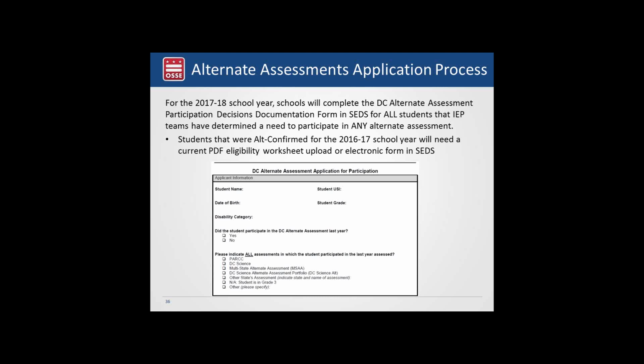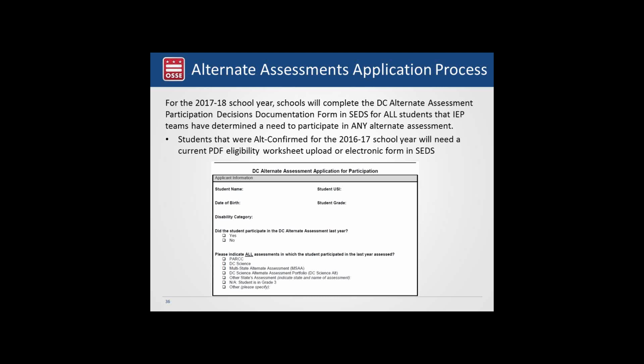Students that were alt confirmed for the 2016-17 school year will need a current PDF eligibility worksheet upload or electronic form in SEDS. So again, for those that were alt confirmed and participated in an alternate assessment for the 2016-17 school year, they will need a PDF version or an electronic version uploaded into SEDS.